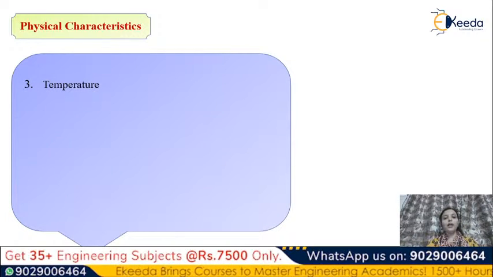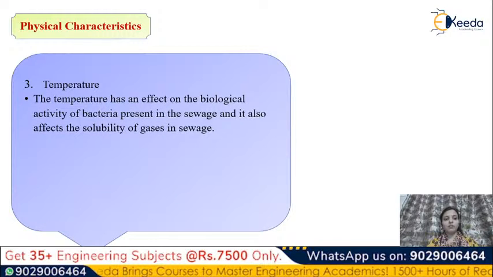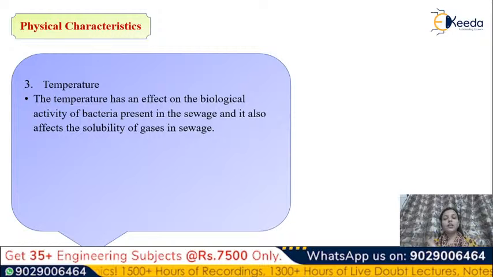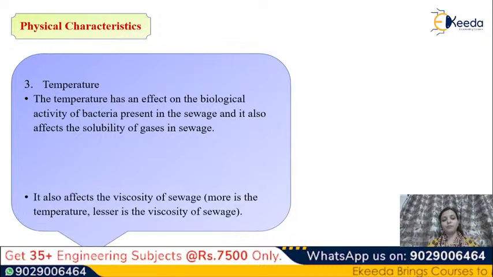The third important parameter is temperature. The temperature has an effect on the biological activity of bacteria present in the sewage. That means the biodegradation process depends on the temperature. At higher temperature, the rate of the biodegradation reaction is high, and in cold weather, the rate of biodegradation by microbes is very slow. So it depends on the temperature, and it also affects the solubility of gases in sewage.